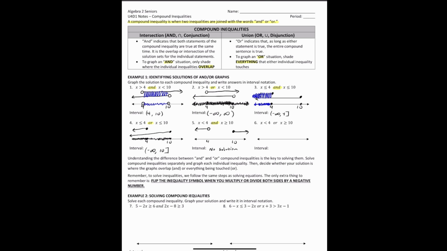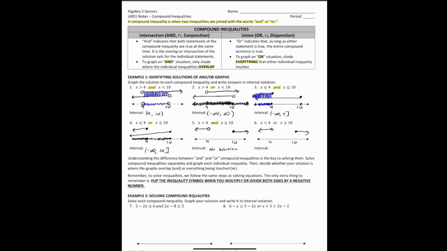All right. Let's move on to number 6. X is less than 4 or x is greater than or equal to 10. So I'll write 4 and 10. Since it's x is less than 4, it's an open dot. I'll be shading to the left. And at 10, we have x is greater than or equal to 10. It's a closed dot. And we're going to be shading to the right.